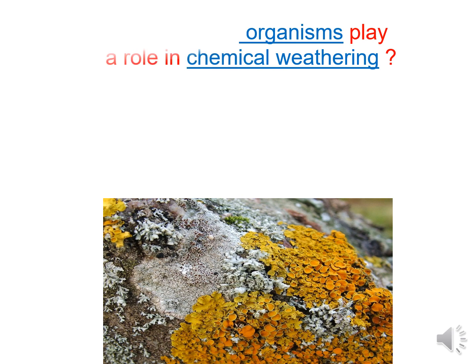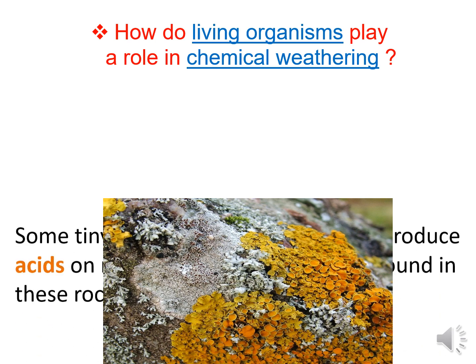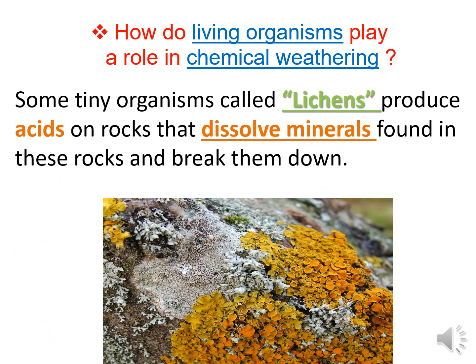Now we are gonna know how do living organisms play a role in chemical weathering. Can you look at this picture and tell me what can you see? Super, they are lichens. But what are lichens? They are tiny plants, and they produce acids on rocks that dissolve minerals found in these rocks. So rocks will break down.